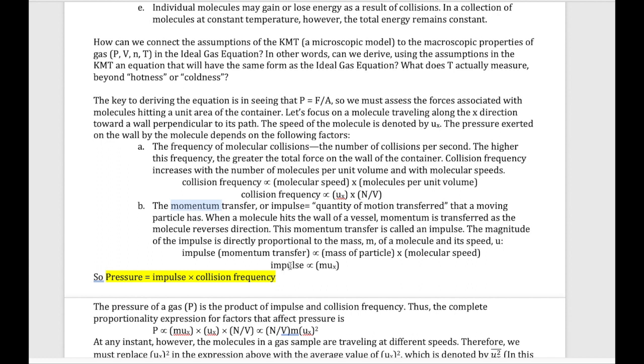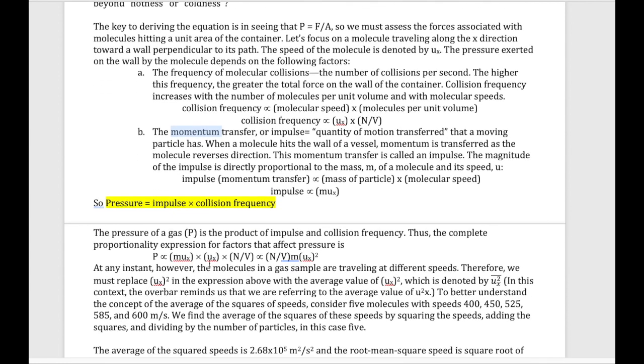The quantity is usually called the impulse, and the impulse is proportional to mass times the speed in the x direction. So the pressure that we quantify as force per unit area is just going to be the impulse times the collision frequency. So in other words, this is m u_x times u_x times n over v. That's what we wrote down right here. Then we can combine some of the similar terms, and it becomes n over v times m times speed squared.